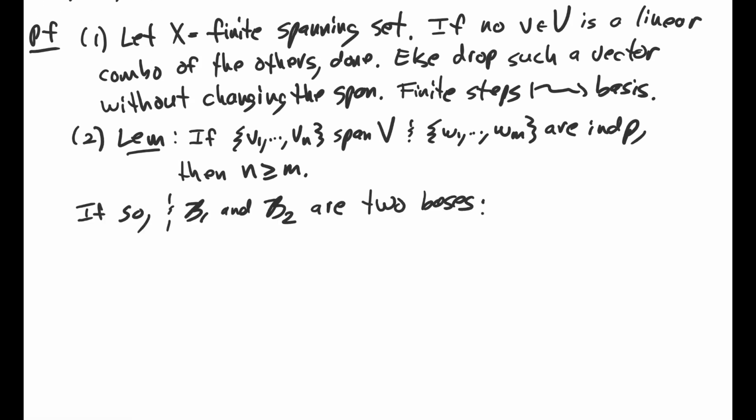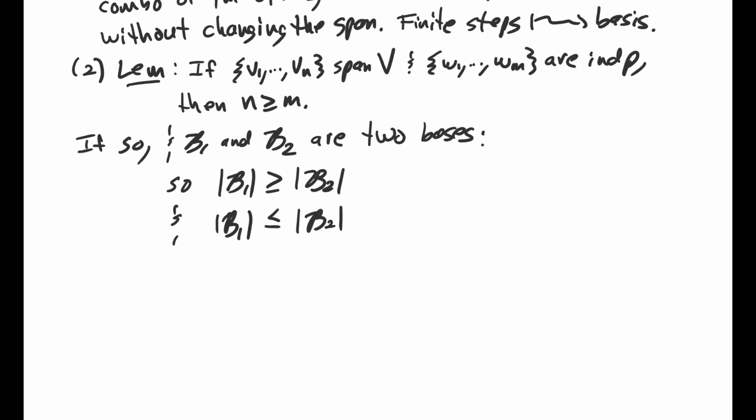If we have this lemma, then suppose we had two bases, b1 and b2. Then, of course, b1 at the very least spans, and b2 at the very least is independent. So the order of b1 is at least as big as b2. But the reverse is true. b2 spans, and b1 is independent, so that means b2 is at least as big as b1. And so the result is that they're equal. And therefore we just have to check this lemma.